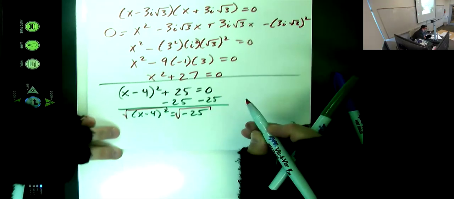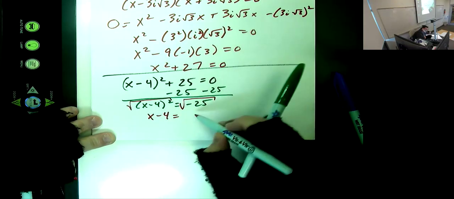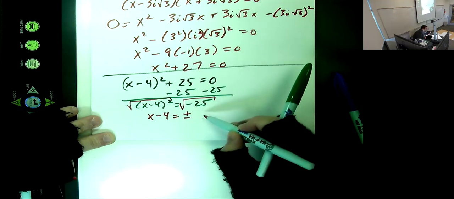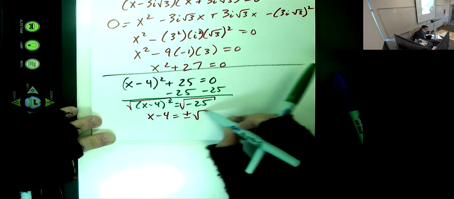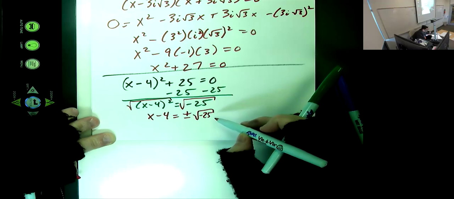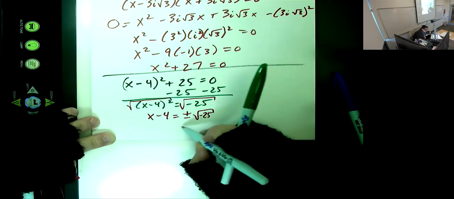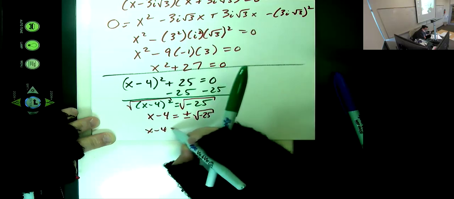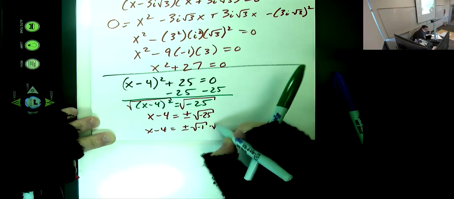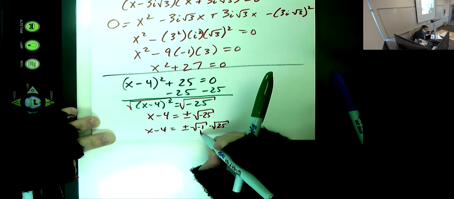And what do I get if I square root? x minus 4 equals, so we got the plus or minus. And if you're not sure, just write the negative 25 for now. Whenever it's a negative, we can always write the negative part. We can do this as plus or minus square root of -1 times square root of 25. And square root of -1 is always i.